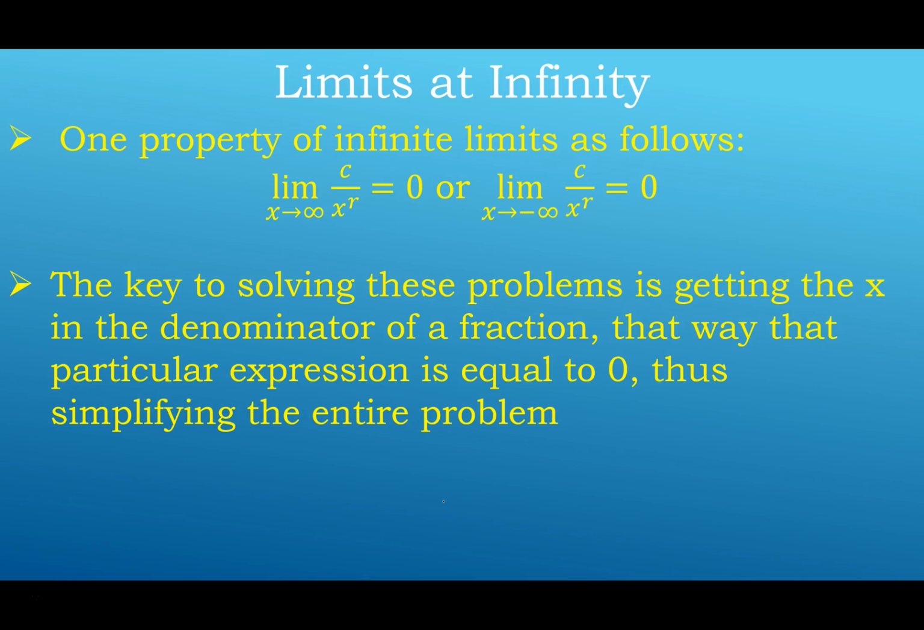Now, the one property of infinite limits is as follows. The limit as x approaches infinity of some number c over x to an exponent will be 0. If x is in the denominator of a fraction, dividing by infinity, that expression is equal to 0, which simplifies the entire problem. So if I have, for example, 1 over x minus 2, as x approaches infinity, this becomes 0 minus 2, which is simply negative 2.